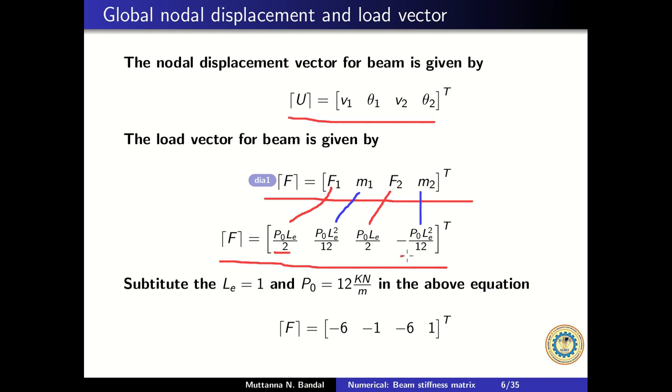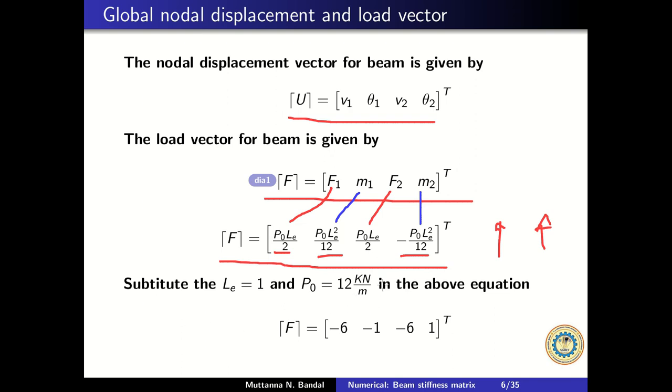And you note that one moment will be clockwise and the other anti-clockwise. Because of that, there is a sign convention change in the signs. This is positive and this is negative. And since the vertical forces are both acting in the same direction, they carry the positive value.